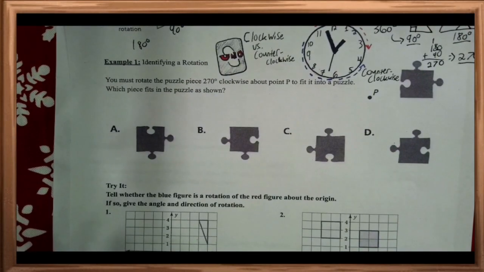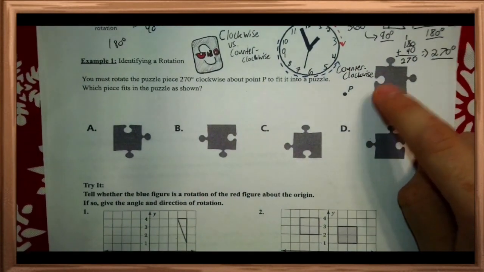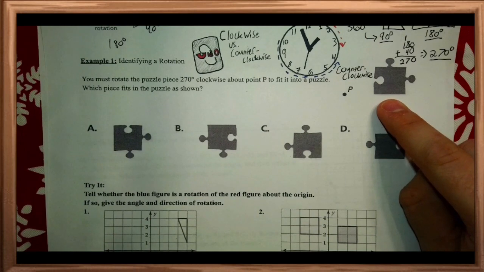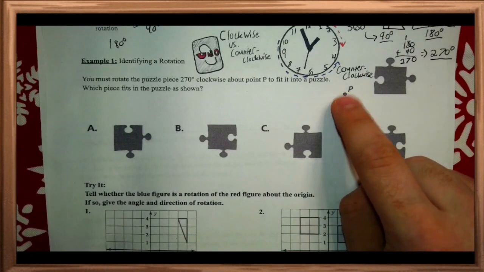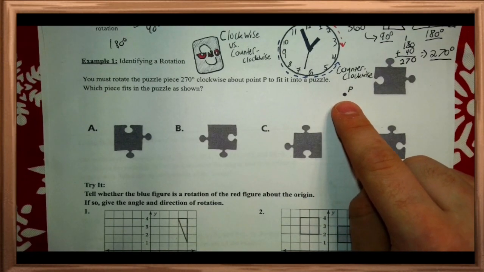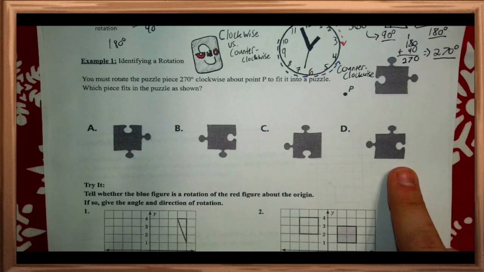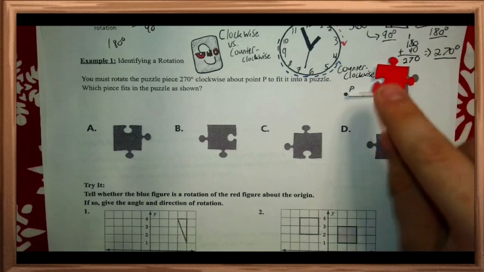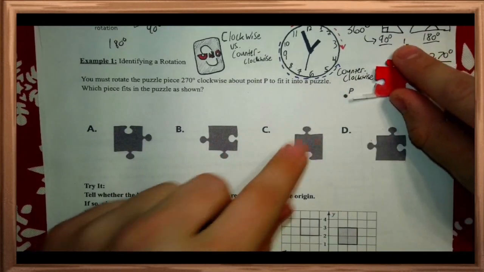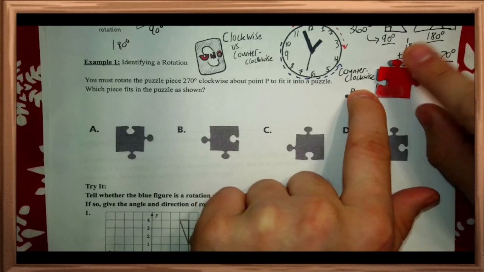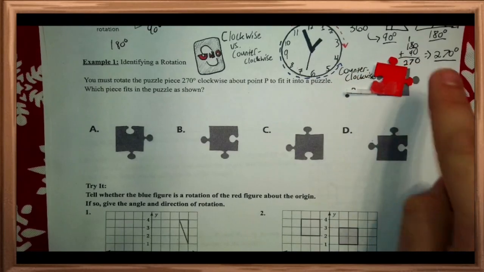Example number 1 says this: you must rotate the puzzle piece given here, so here's my puzzle piece, 270 degrees clockwise, about point P, to fit into a puzzle. Which piece, A, B, C, or D, fits the puzzle as shown? Here's the puzzle piece that we're talking about, and I added a little piece here that connects it to point P. So here's the puzzle piece, and we need to rotate it 270 degrees clockwise.